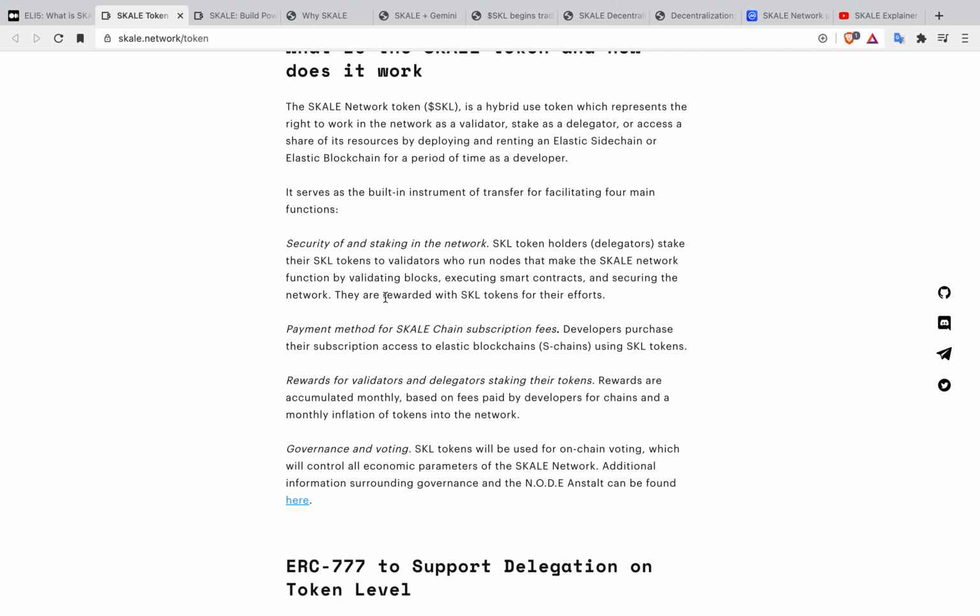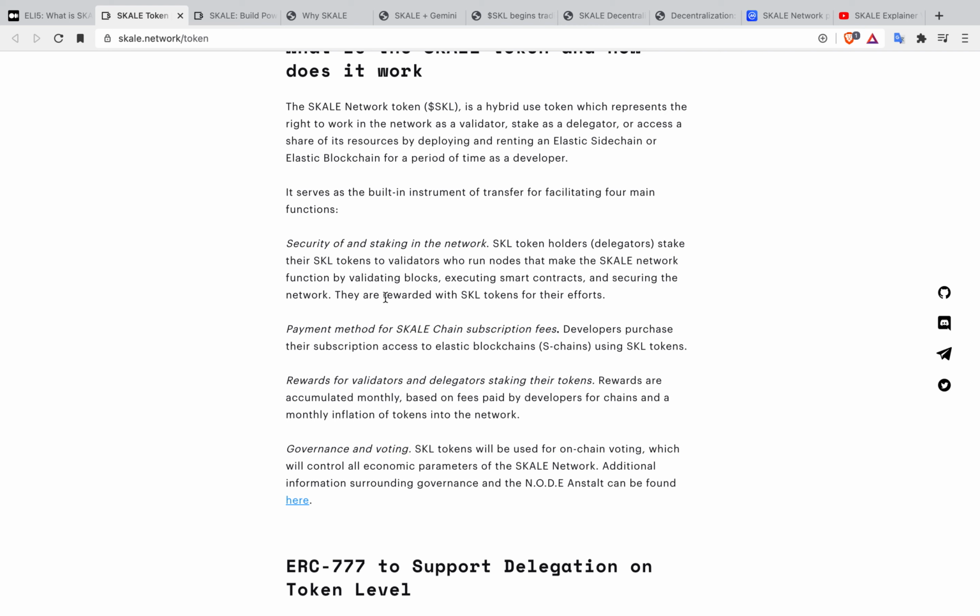Security of staking in the network. SKALE token holders delegate or stake their SKALE tokens to validators who run nodes that make the SKALE network function by validating blocks, executing smart contracts, and securing the network. They're rewarded with tokens, actually, because of the scaling system, how it works when it comes to staking. I mean, that's usually how staking works anyway.